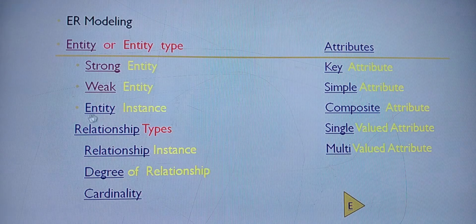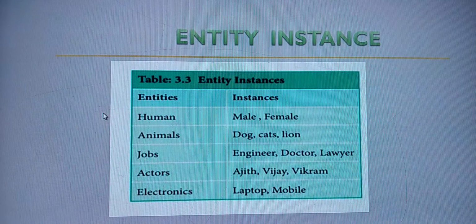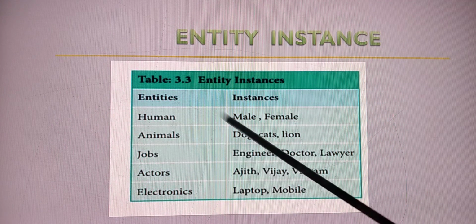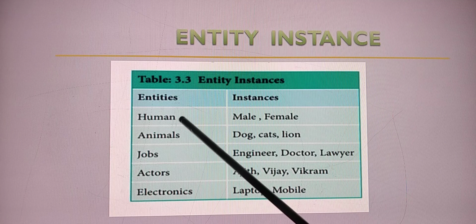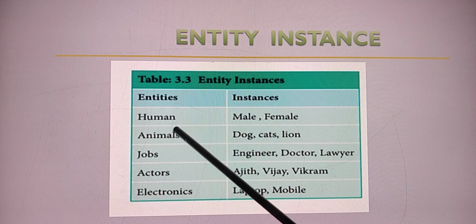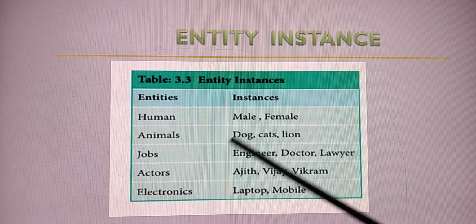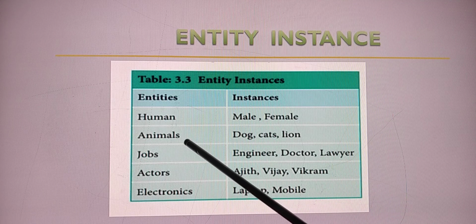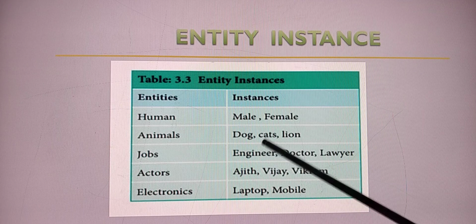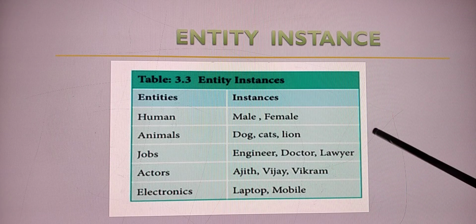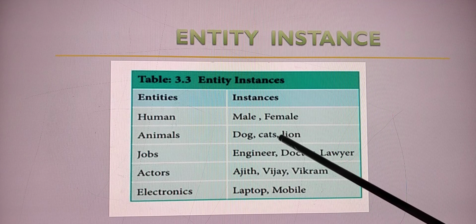The third type is your entity instance. What is here? This is your entity and this is the instance. What is the entity here? Human, a common name. Here it can have the value as male or female. The next entity you are having is animals. Under that you can have many values: dog, cat, lion, tiger. What else you are willing to have, you can have.